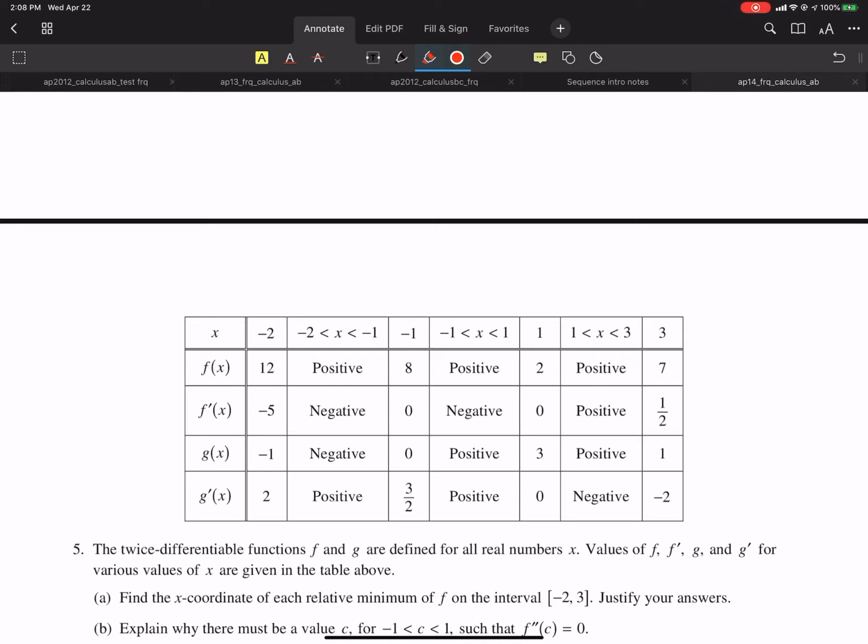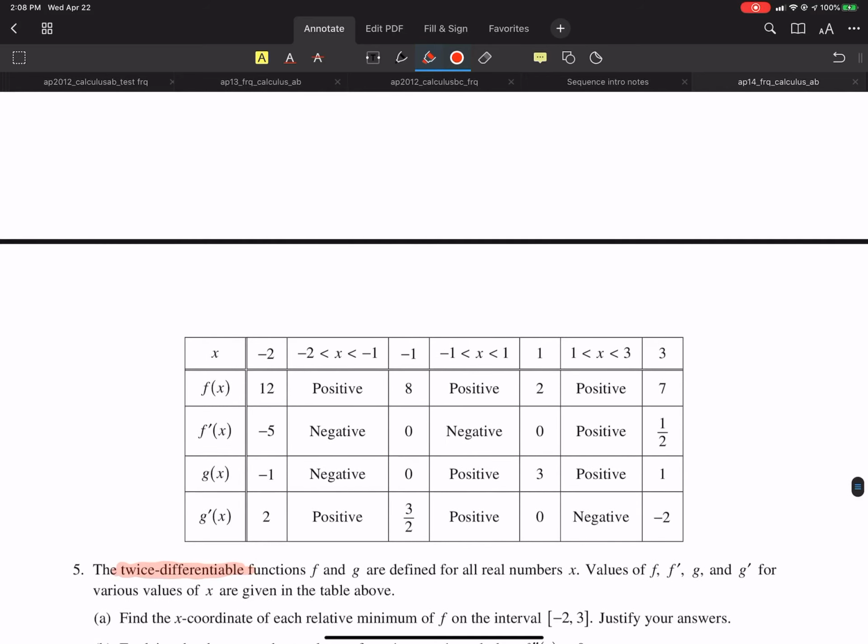This is 2014, question number 5. Let's read this. Twice differentiable, so we know the first and second derivative exist everywhere for both functions. And clearly the table gives you values. I'm not going to mark all those down. So part A: the x-coordinate of a relative minimum of f, over the whole interval.